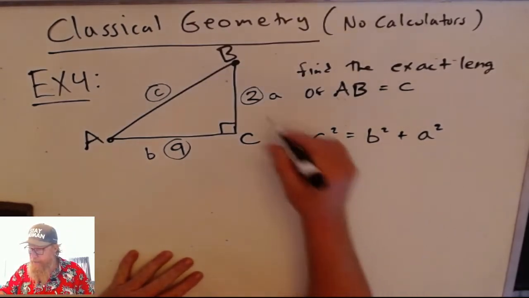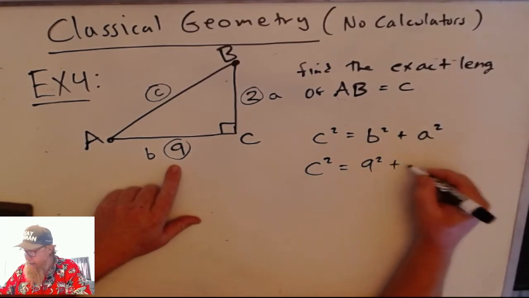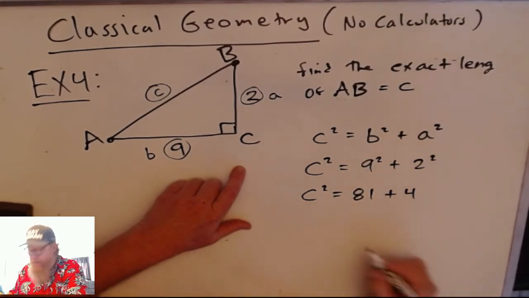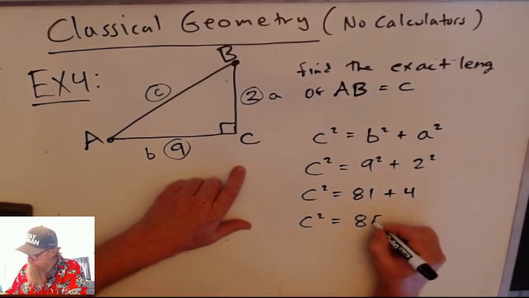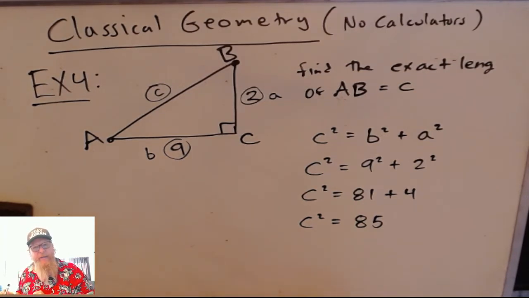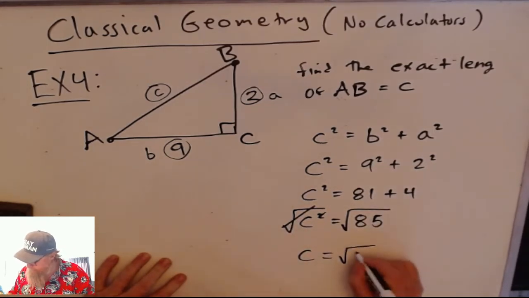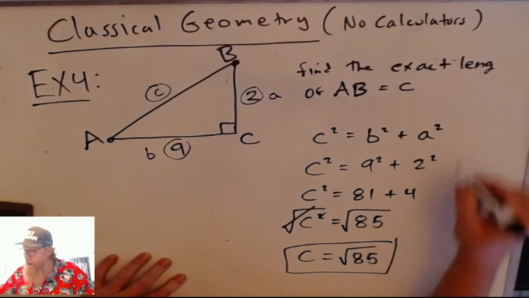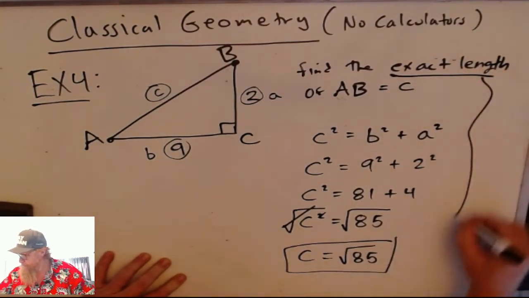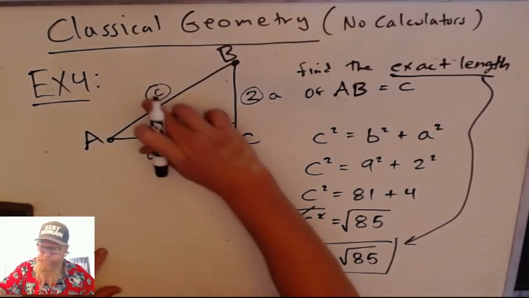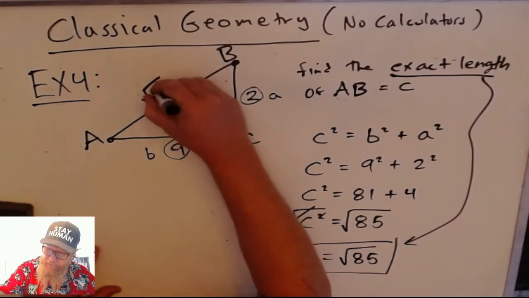Now, no calculators here, so do it all by hand. You got 9 squared plus 2 squared, 81 plus 4, 85. Take the square root, but don't use your calculator. This is what we call the exact length, the square root of 85. If you put it into your calculator, you're going to get a decimal, and it's no longer exact. So we call that the exact length of the hypotenuse. The square root of 85.